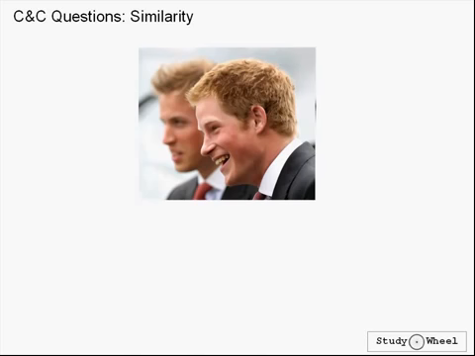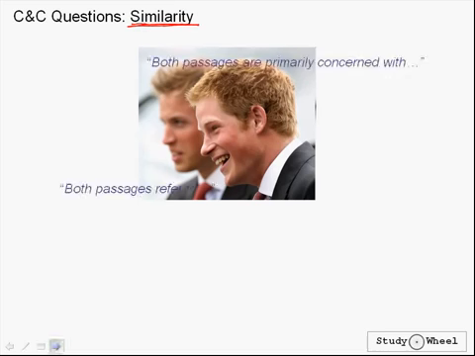All right. So now let's take a look at the three types of questions that you're going to see about paired passages. The first type of question are similarity questions. Similarity questions will look like this. They'll either say both passages are primarily concerned with, or both passages refer to. And in this case, it's dealing with what the two authors have in common, where they share the same opinion.